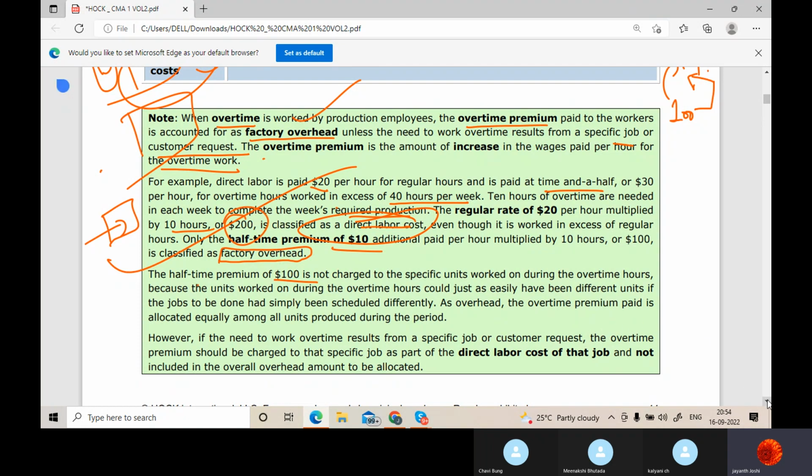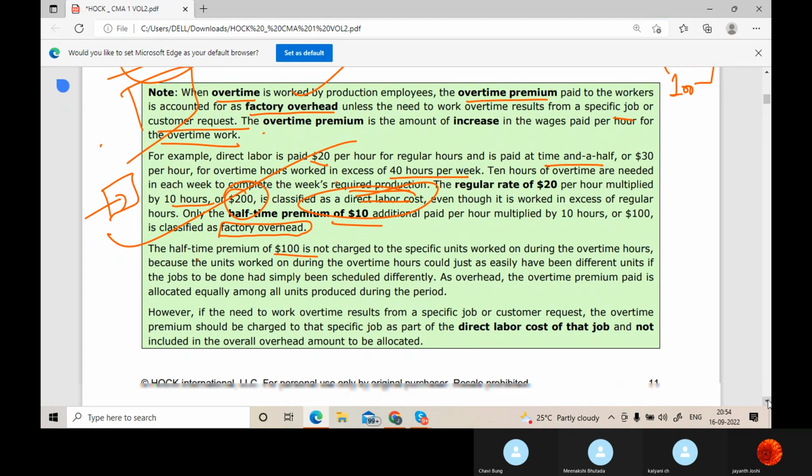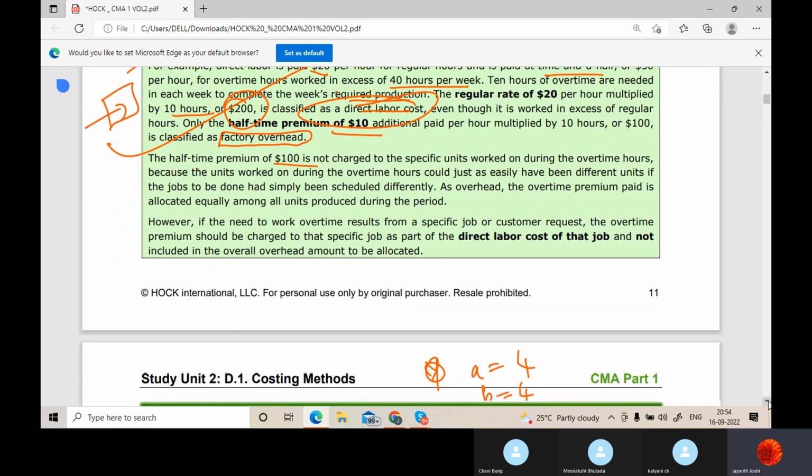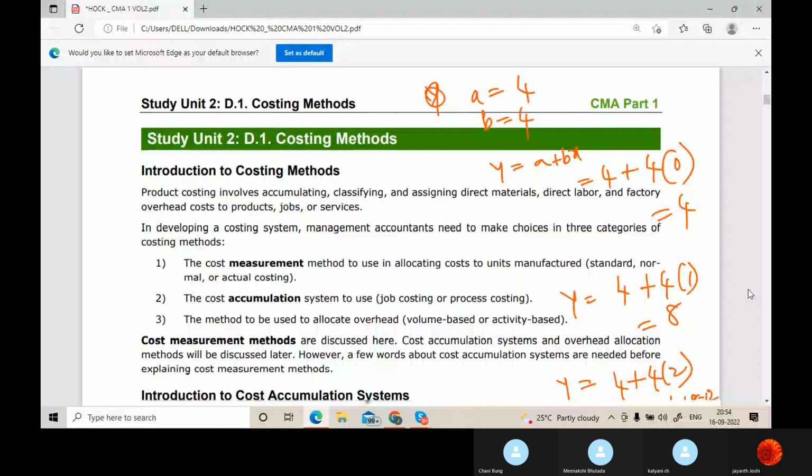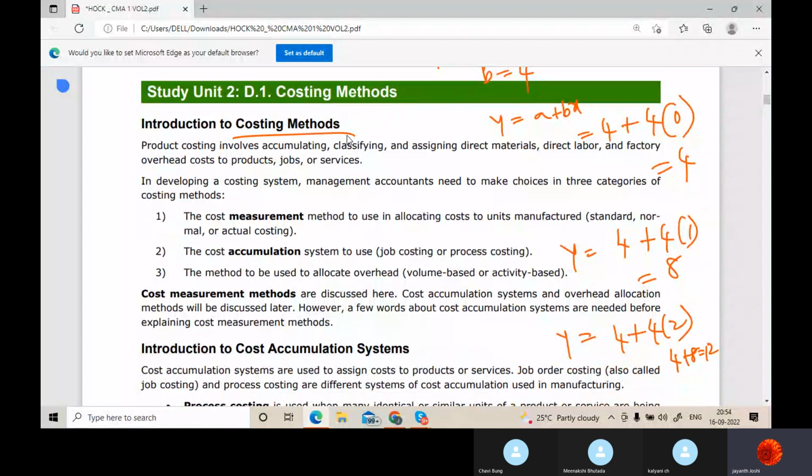Okay, that's what they have said here. And costing methods, we'll be discussing about this. So, introduction to costing methods.